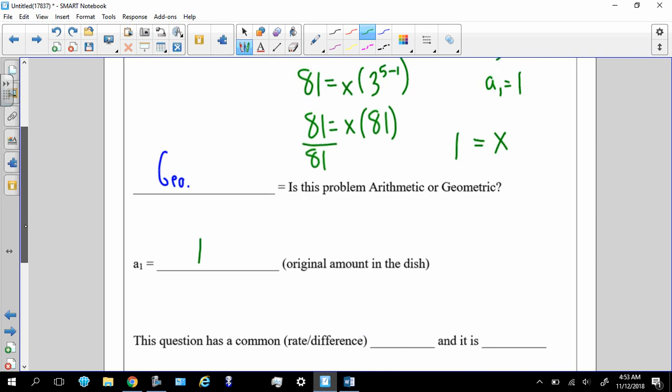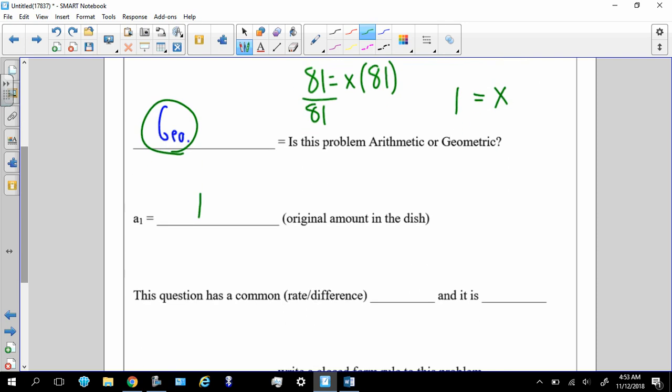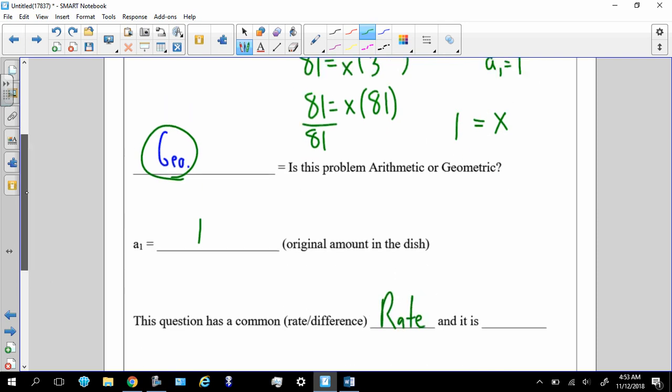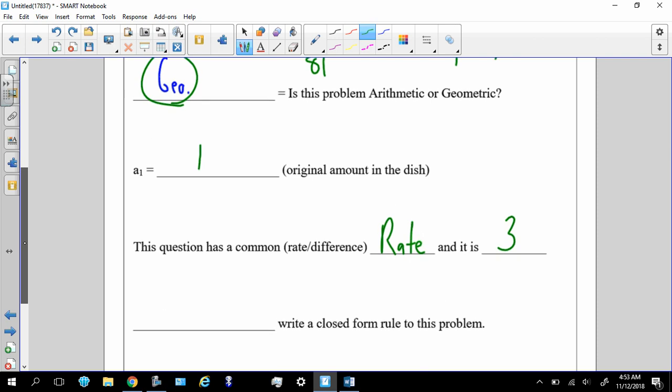This question has a common rate or difference. Well, because of the fact that it's geometric, it's going to have a constant rate. And what am I multiplying by? Well, let's go back up. Well, there it was. I was multiplying by 3. What is the closed form formula? Well, remember that the closed form formula is something, parentheses, something to the n minus 1 power. This second something is 3. My first term was 1. There you go. And no simplifying needed.